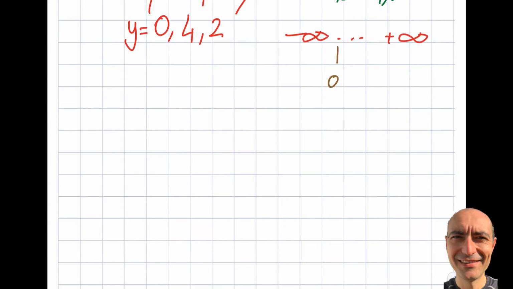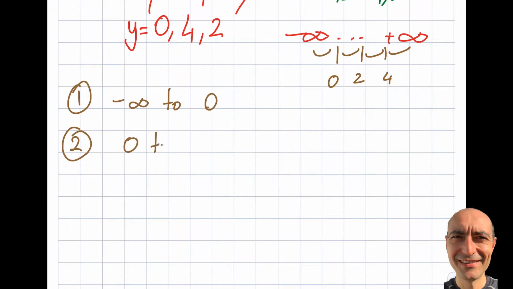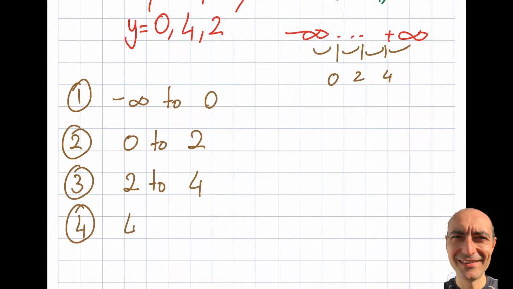Alright, okay, let's separate this. You can see I have a 0 here, I have a 2 here, I have a 4 here. So you can see I have one interval, second interval, third interval, and fourth interval. So let's go ahead and write this. The first interval will be from minus infinity to 0. The second interval will be from 0 to 2. The third interval will be from 2 to 4. And the fourth interval will be from 4 to plus infinity, right?